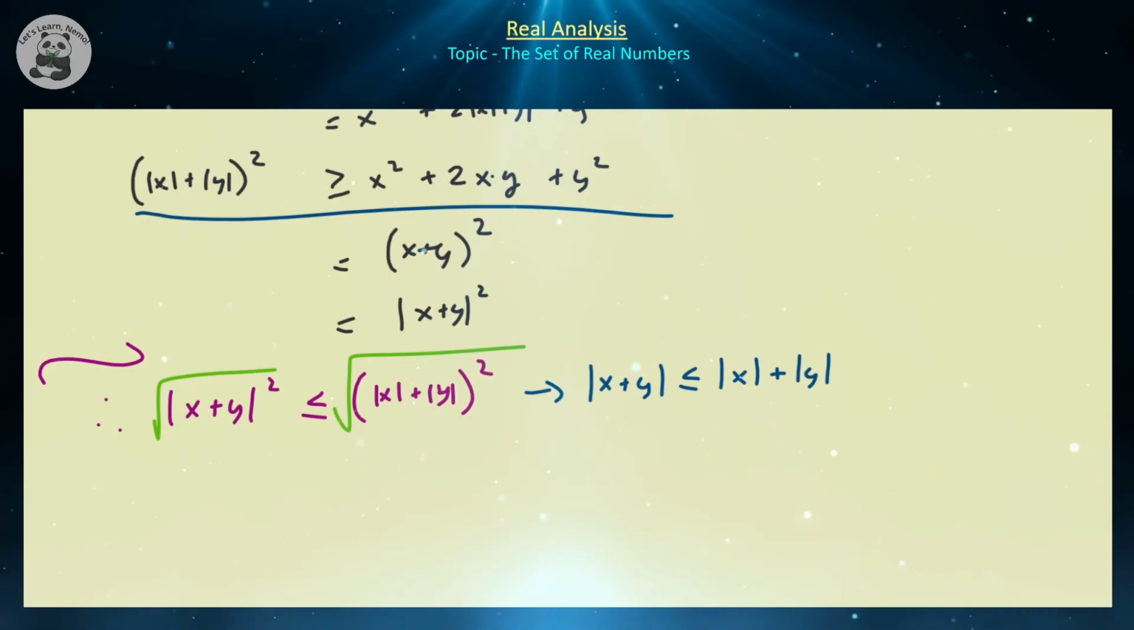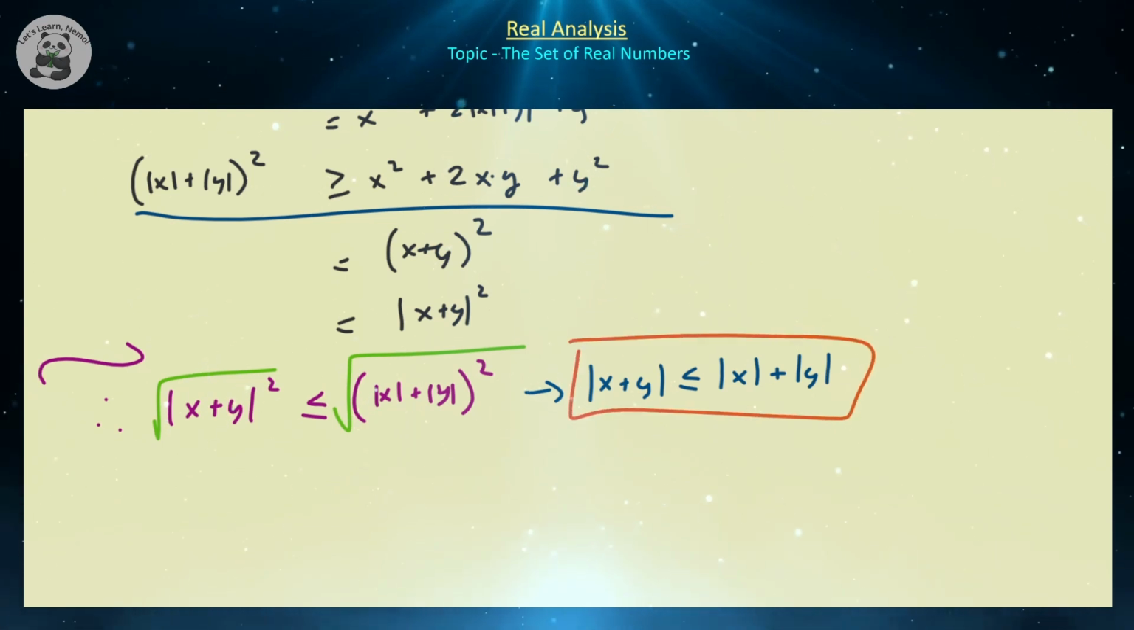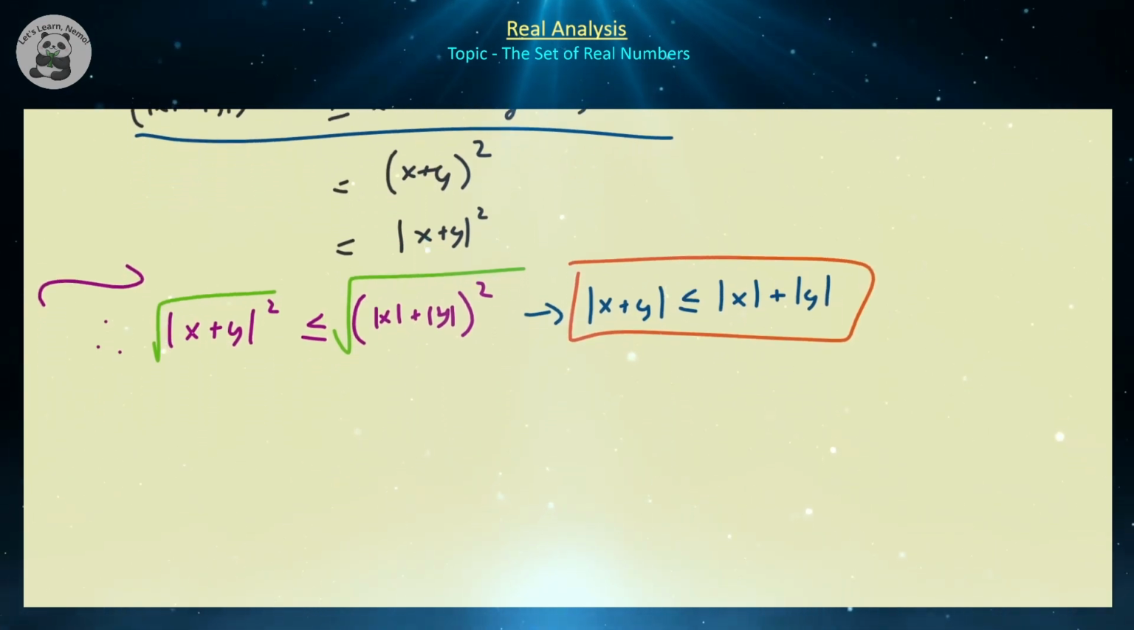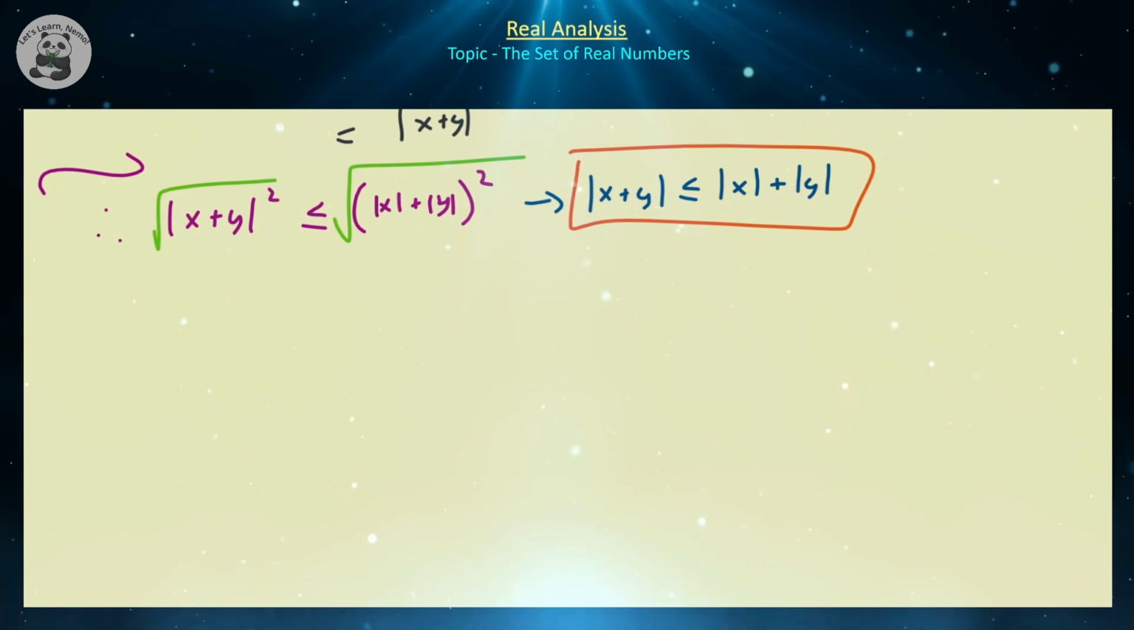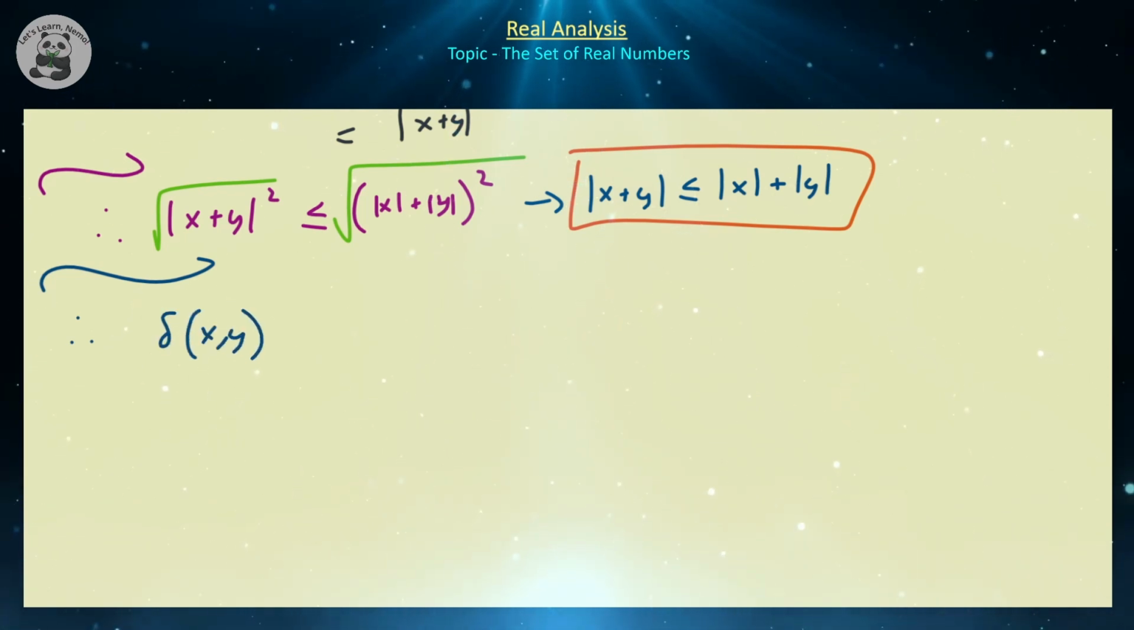Now, once you have the triangle inequality established for real numbers, the rest of the proof for this little theorem for the metric space R with delta, where delta is the absolute value of x minus y, is actually pretty straightforward. So what we're trying to do is again show that delta of x, y is less than or equal to delta of x, z plus delta of z, y, where x, y, and z are all real numbers.